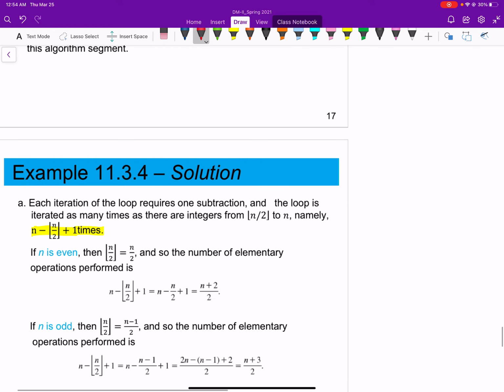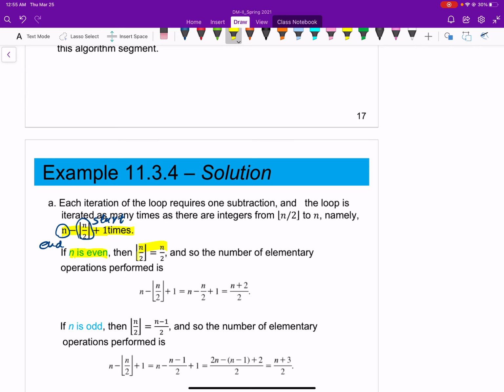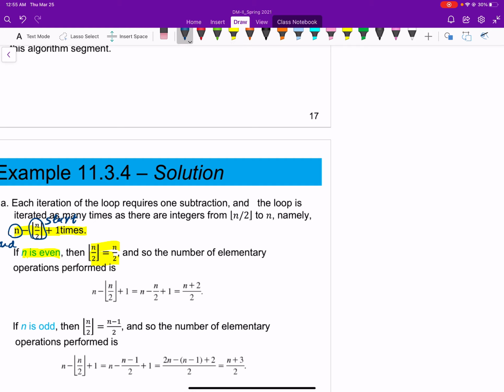So that's right here. This is the start, this is the end, and this is the start. All right, plus 1 times. Then when n is even, what happened? If n is even, then this can be written down like that. You are familiar with this notation. This is the floor notation.